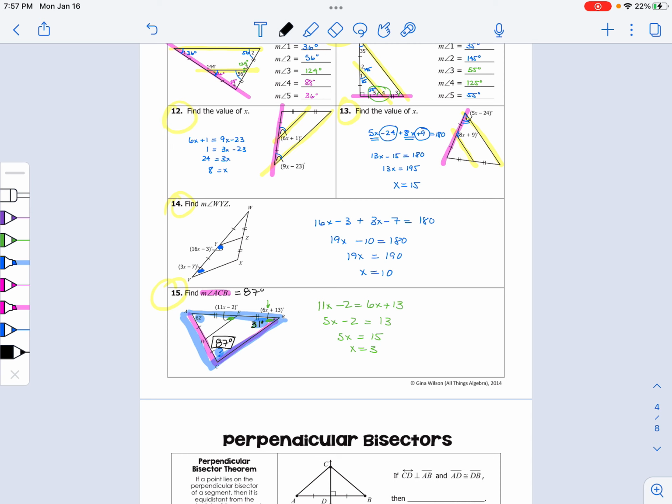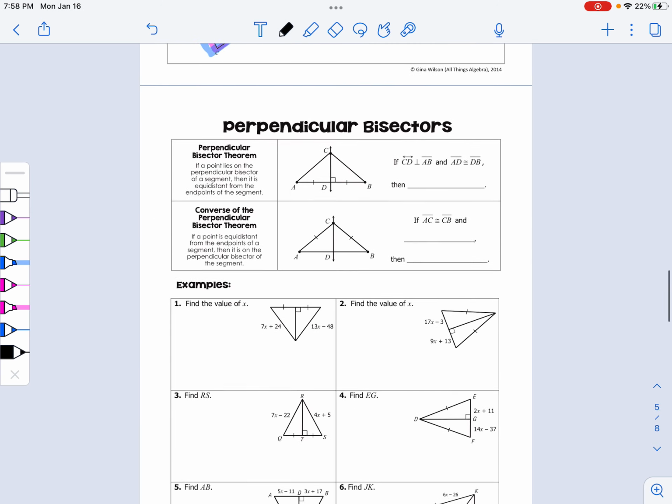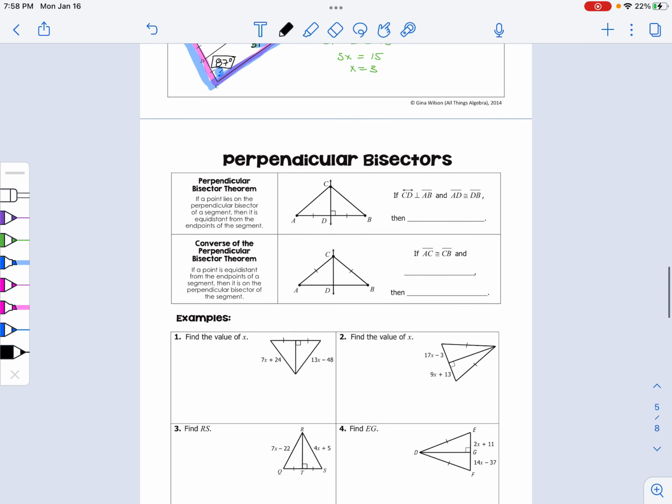All right, so that was your homework. That was what you guys were supposed to work on over the weekend. So I want you to flip the page. We're going to start looking at perpendicular bisectors.